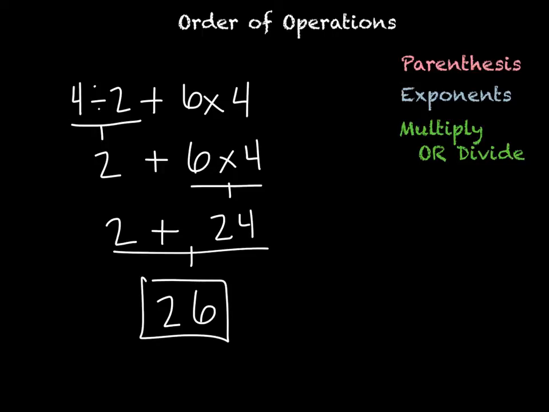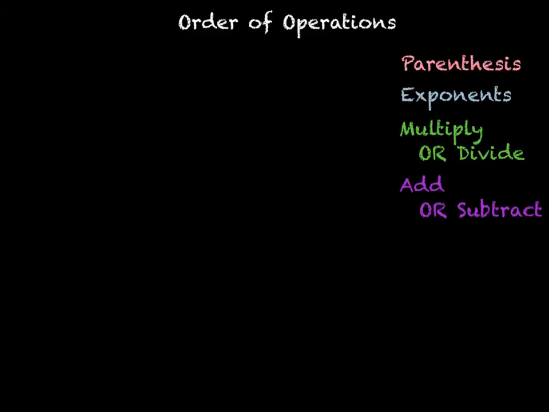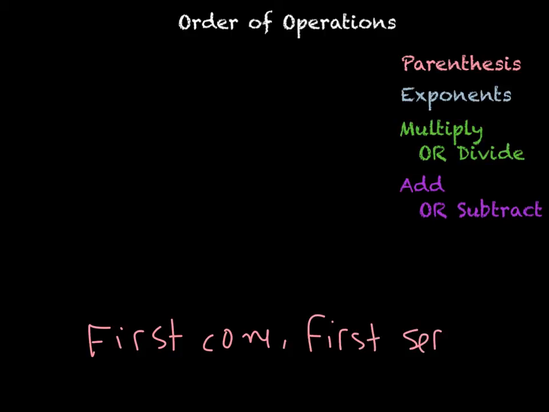And then our last one, once we finish all the multiplication and all the division, we're going to do addition or subtraction. And this works the exact same way. We're going to do left to right. Again, it's going to be first come, first serve. And that's left to right.